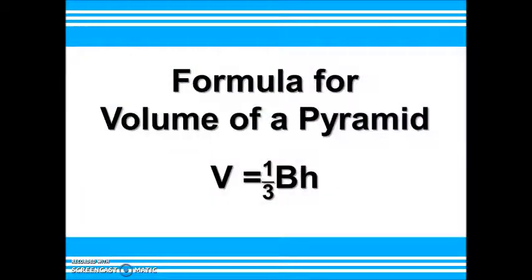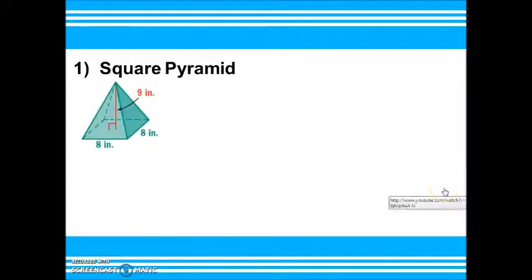And so that gives us our formula for the volume of a pyramid, which is 1/3 times the area of the base times the height. So if you remember back, for volume of a prism, it was just the area of the base times the height. So we're going to do that same thing, only now we only need 1/3 of that total. So 1/3 times the area of the base times the height. Okay, so let's try a few examples.